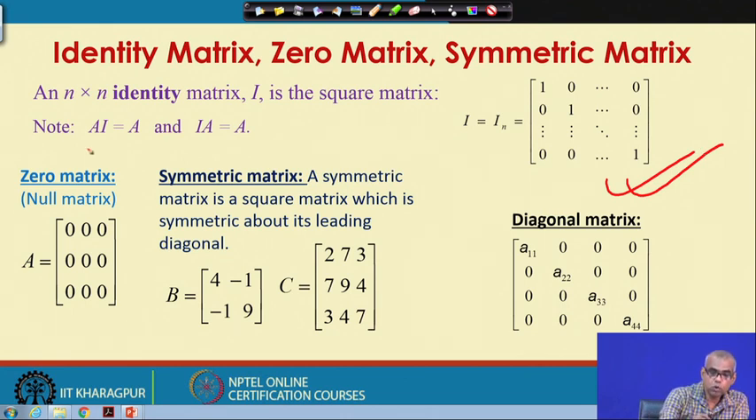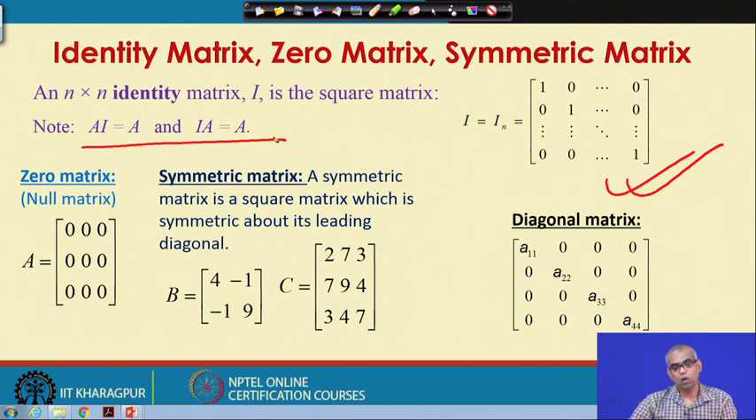If we post multiply or pre multiply identity matrix with any matrix A, the product becomes the same A. So, A multiplied by identity matrix I is A, identity matrix I multiplied by any matrix A equals A. Of course, the matrix multiplication must be defined. That means the number of columns in the first matrix must equal the number of rows in the second matrix. Zero matrix, also known as null matrix, is a matrix with all elements equal to 0.